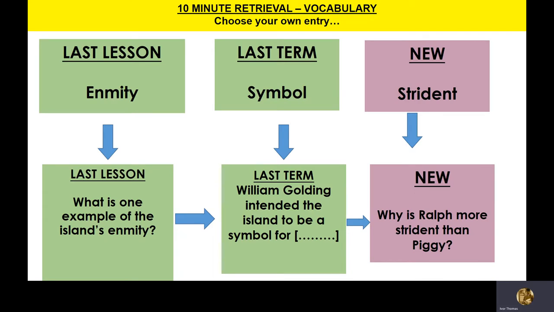Let's move on towards the beach. Last lesson we studied this word enmity. I still can't pronounce it correctly, but it means hostility. What's one example of the island's enmity? That's revision, really. And symbols are images that represent an idea. Well, William Golding intended the island to be a symbol for what idea or thing from his mind, or his past, or the world.